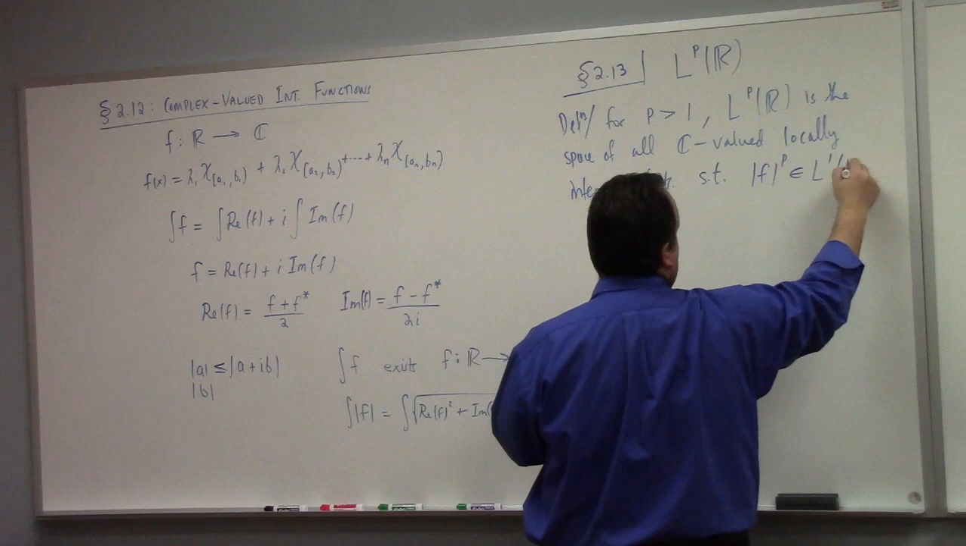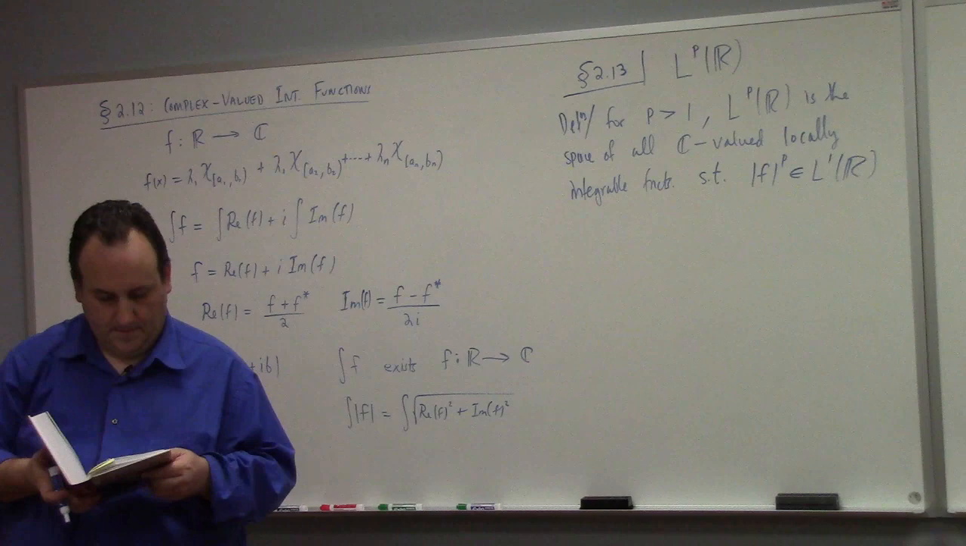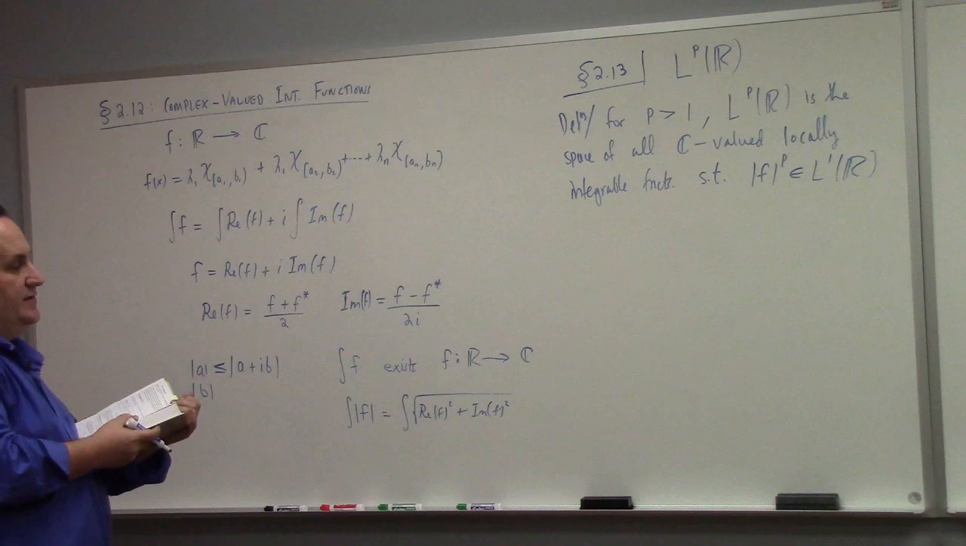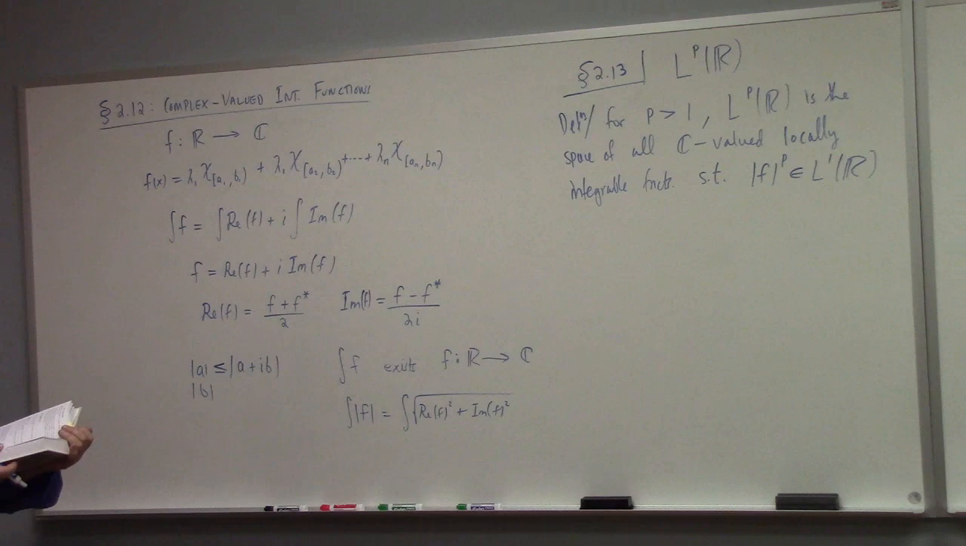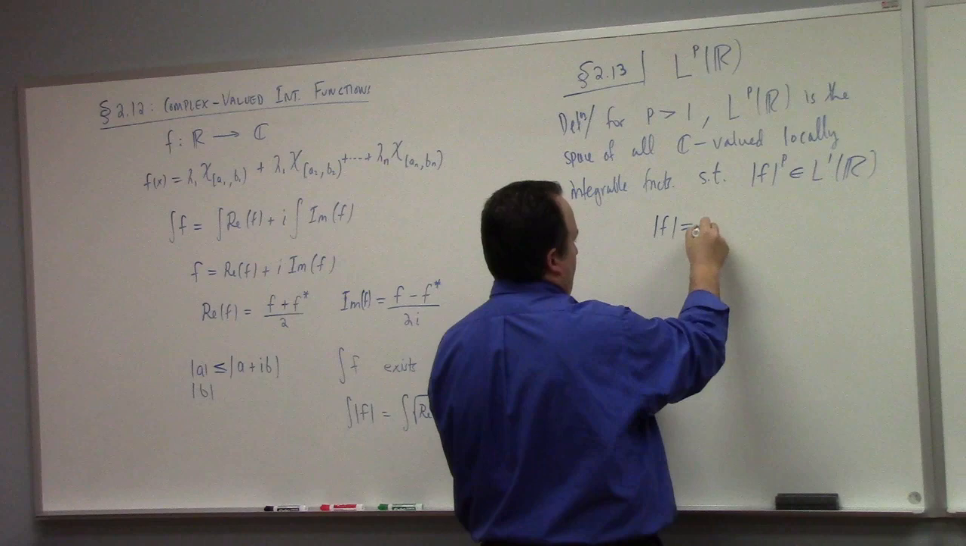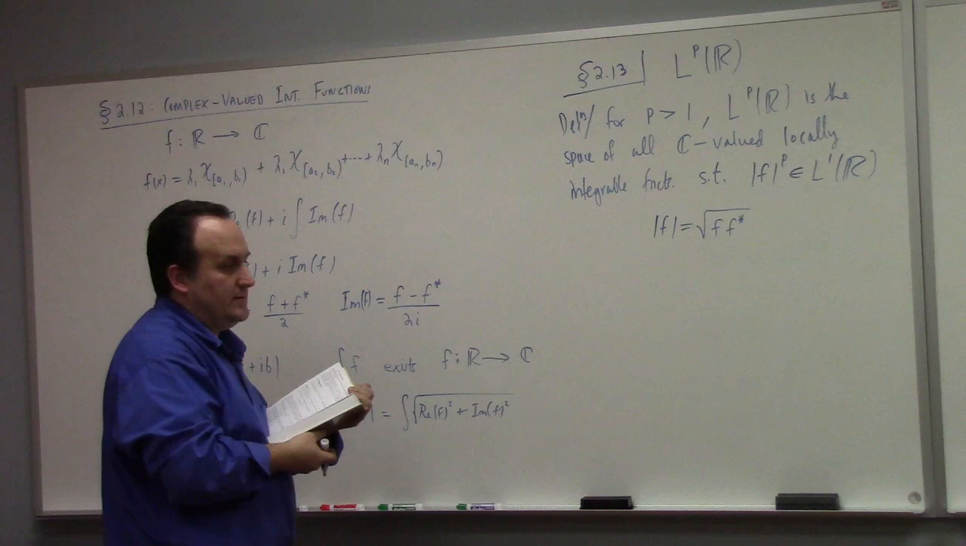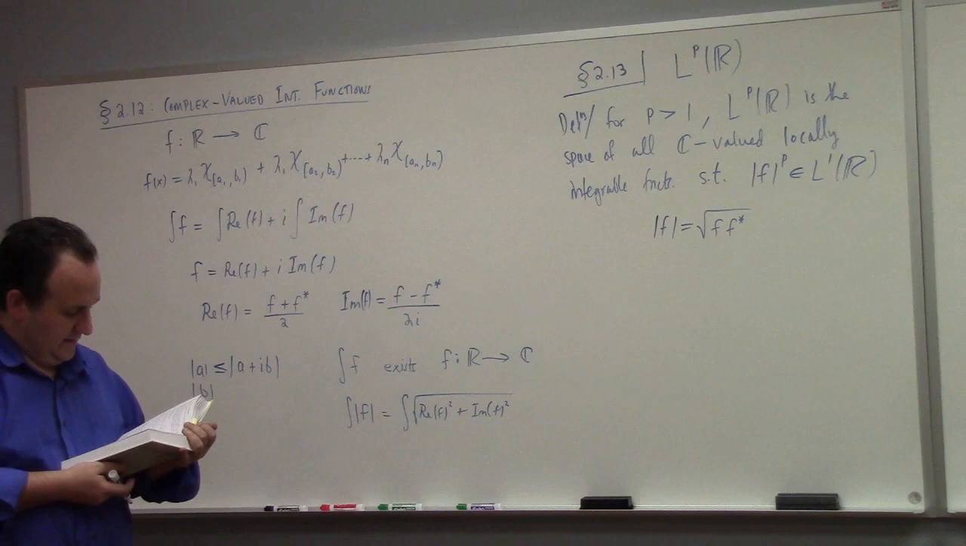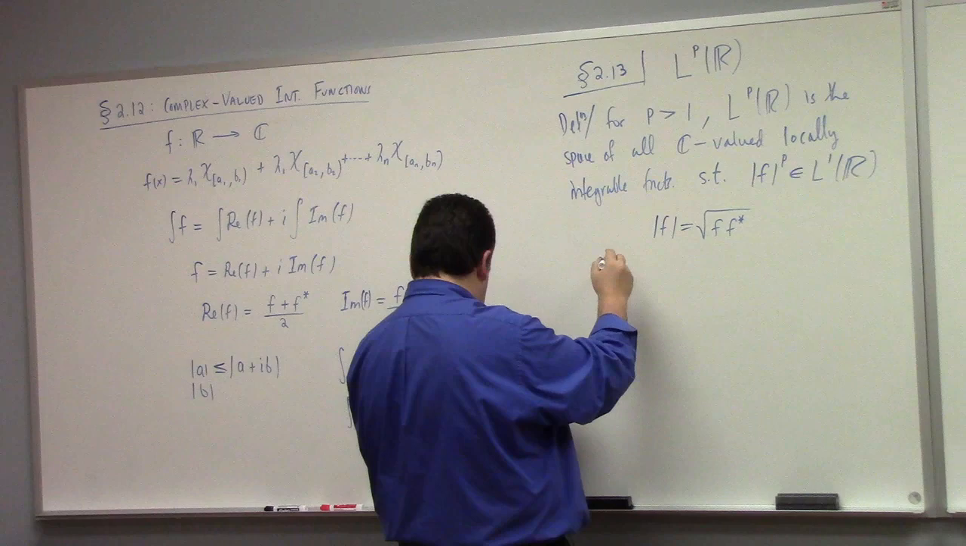So this is LP. Here, again, we're talking about complex values. So the absolute value of f is, again, the square root of the real squared plus the imaginary squared. Or, you could write absolute value of f as the square root of f f star, you know. That would also be accurate. Anyway, in this context, he says you can define a norm like this.